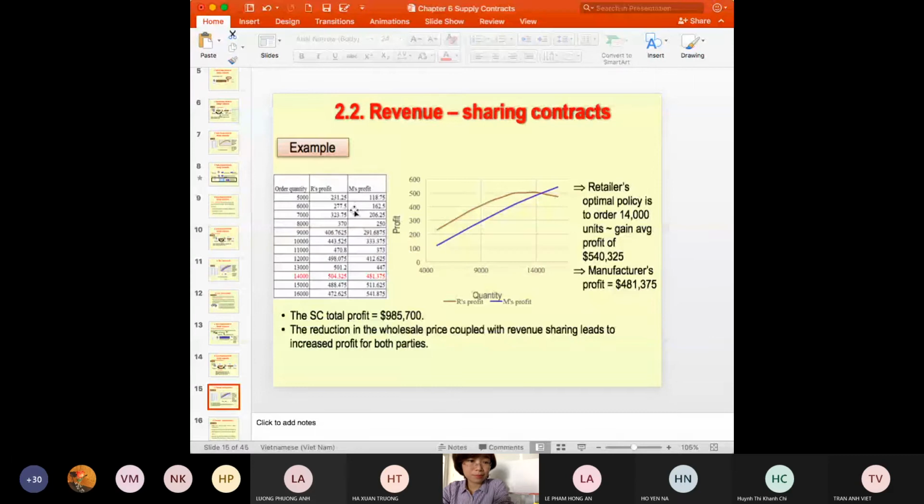So look at this. You can see here, the optimal order quantity from the buyer to the supplier is 14,000, and the profit they get is 500,000, and the total is that number of profits.